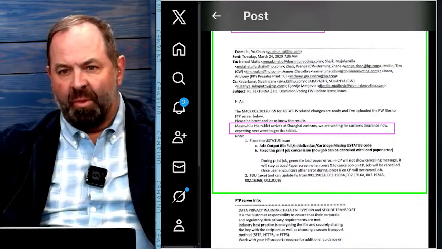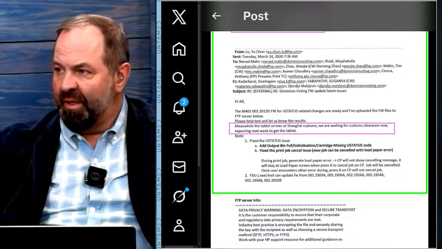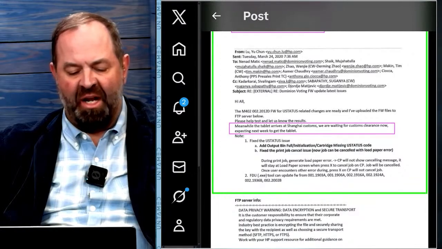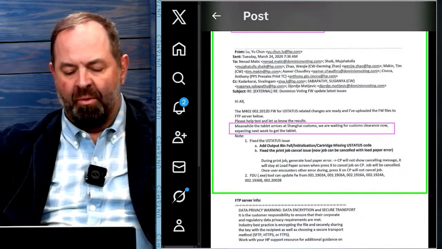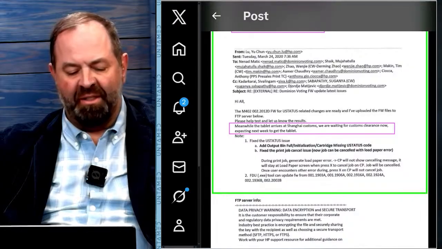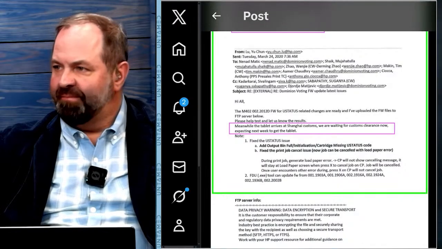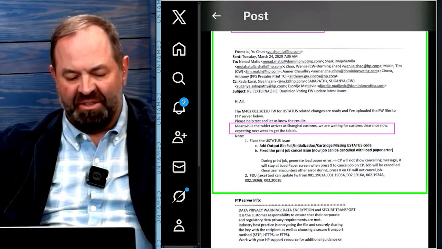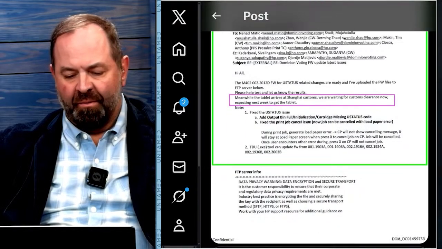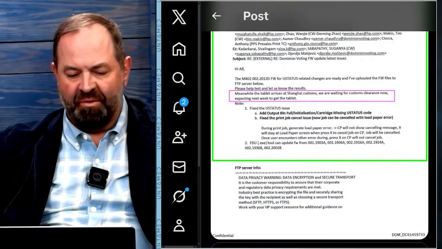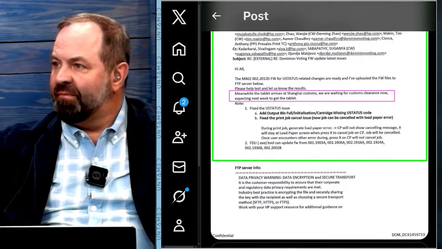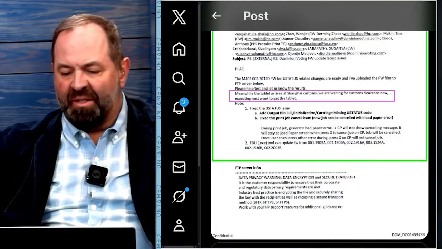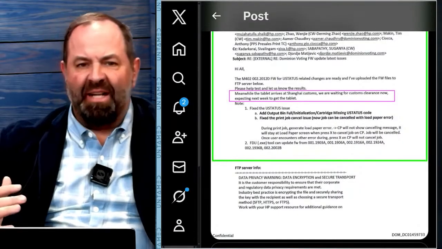Serbia, with Chinese employees. And in this it says, meanwhile, the tablet arrives at Shanghai Customs. We're waiting for customs clearance now, expecting next week to get the tablet. And this is an email that was sent out with Dominion Voting Systems. So let's just get this straight. And you'd say, well, that's not proof, Joe.